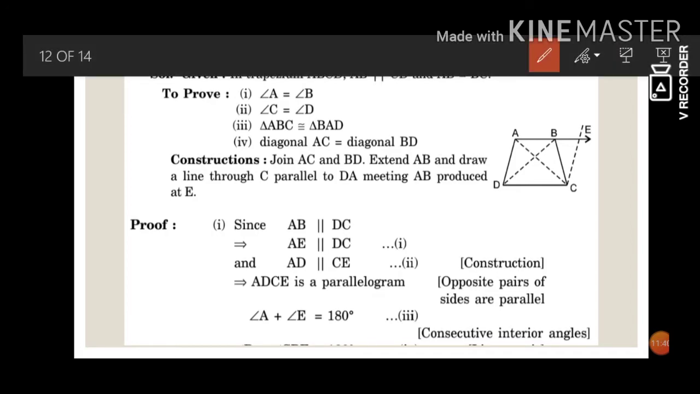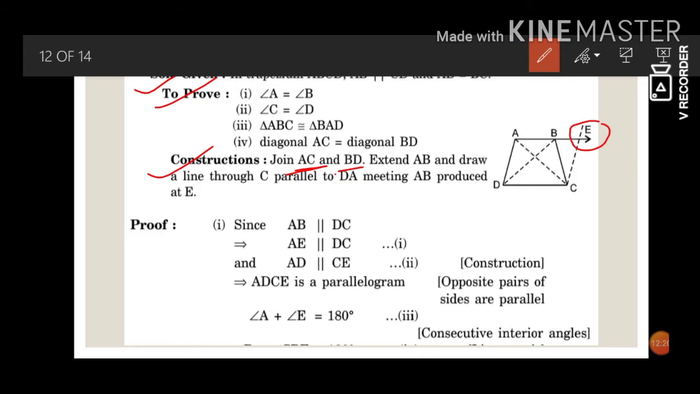First we will write the given, the to prove, and then we will do a small construction. The construction is to join AC and BD, and the extended point in the diagram, we will name it as point E. Here in the construction, we will mention that we extend AB and draw a line through C parallel to DA, that is DA is parallel to CE. This we will do by construction.